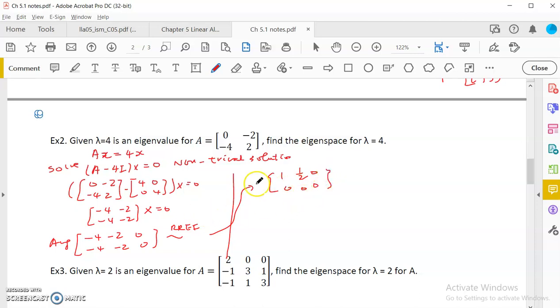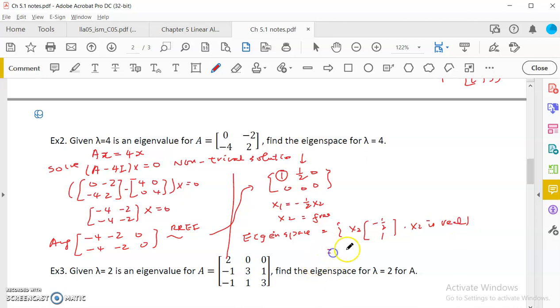That means this x is x1, x2. x1 is equal to negative 1/2 of x2. x2 is free, so the free variable is this one. This is the pivot position. So you can write the eigenspace as a set of vectors x2 times negative 1/2, 1, right? Where x2 is real.